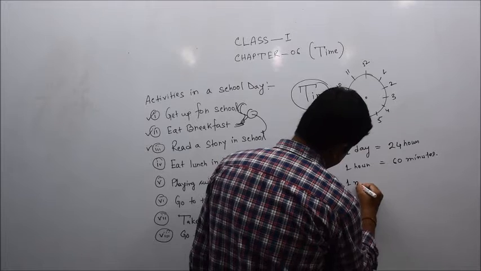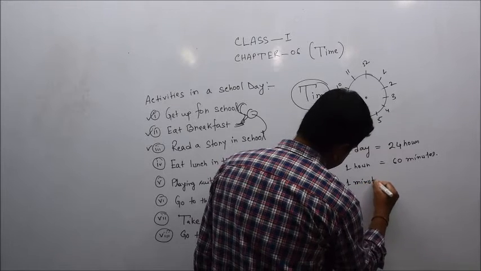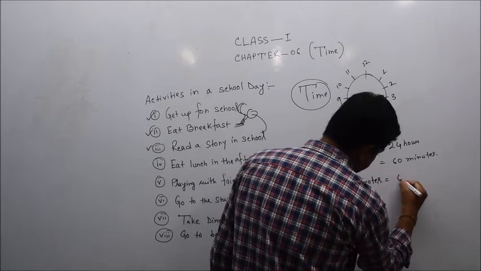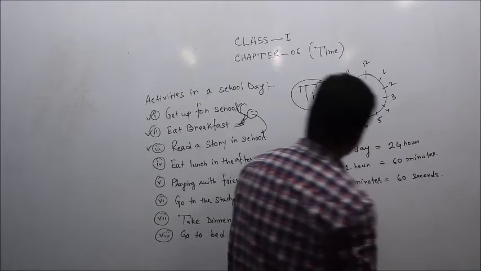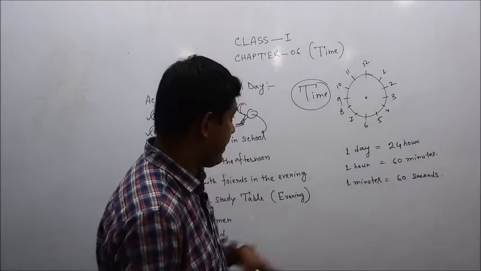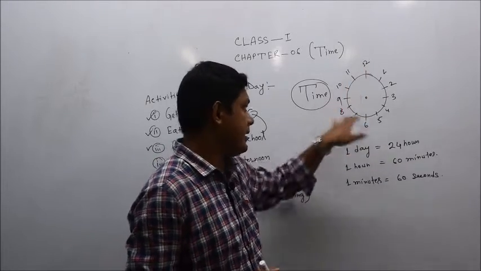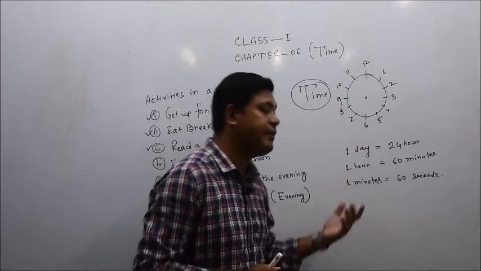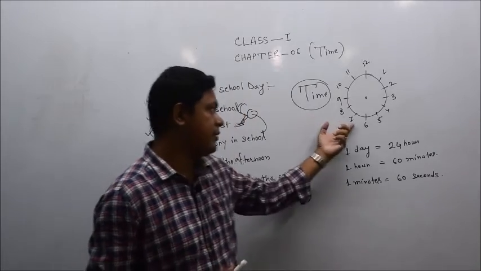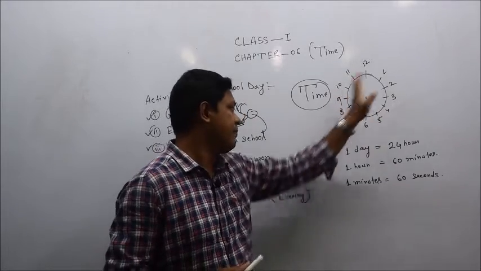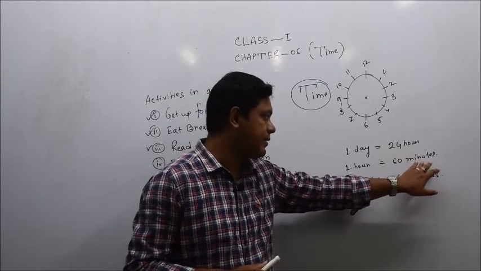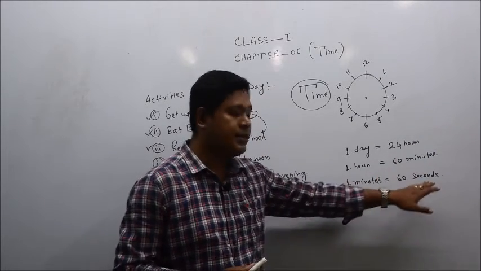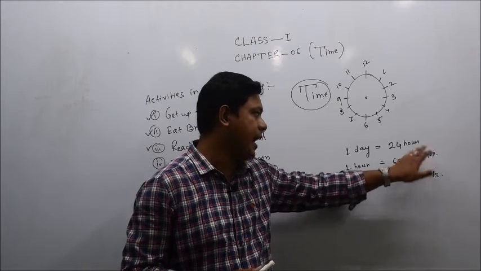Again, 1 minute is equal to 60 seconds. Therefore, this time, particularly this watch, has 3 divisions. Mind it, this watch or this time particularly has 3 divisions, which are the second, minutes and hour. The second is the smallest division, and then minutes and hours.